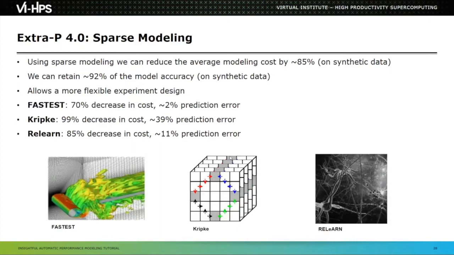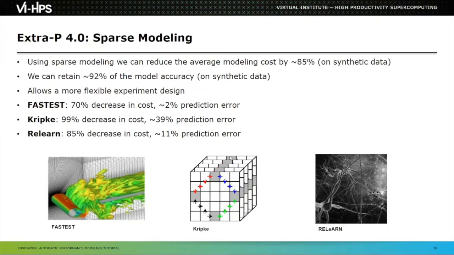So of course we evaluated the sparse modeling approach for synthetic data, where we could reduce the average modeling cost by about 85% on synthetic data. And then we did the same for 3 case studies, FASTEST, CryptKey and Relearn. It also showed that for all of them, we could decrease the modeling cost by a huge factor, as you can see, 70%, 99%, 85% for Relearn. And in return, we just get a slight increase in prediction error.